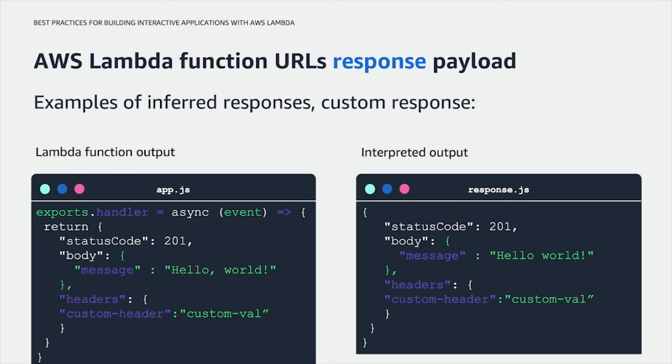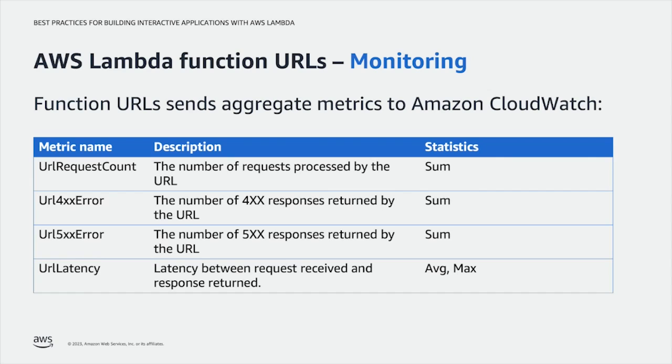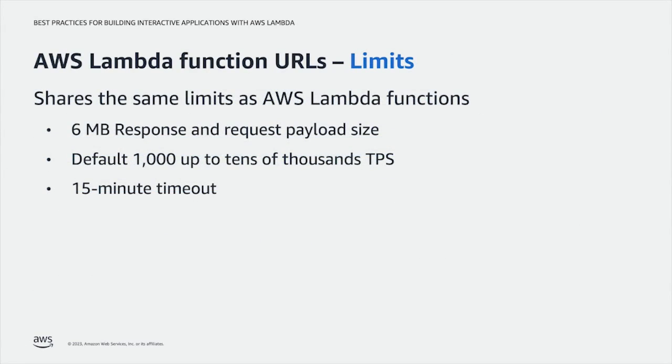Now, if you want to make your own custom response, you can do that quite simply by adding your own status code. Here I add a status code of 201, and then it returns exactly the response that I've set it to return. We also have new ways of monitoring your function URLs, of course. You're able to monitor things like the 4xx, 5xx, and URL latency, and you can also monitor the request count as well. Now, here are some interesting points to bear in mind if you want to start building with function URLs. There is a 6 megabyte response and request payload size limit. It defaults to 1000 and goes all the way up to 10,000 TPS, and it has a 15-minute timeout.